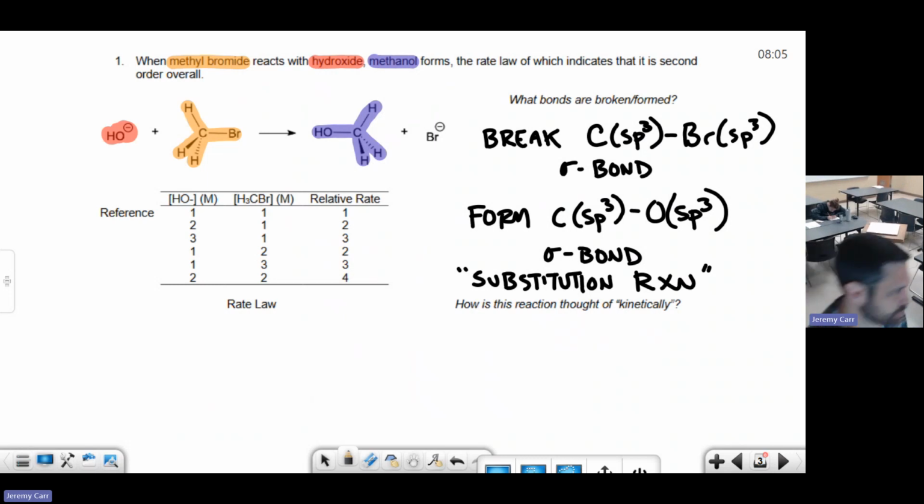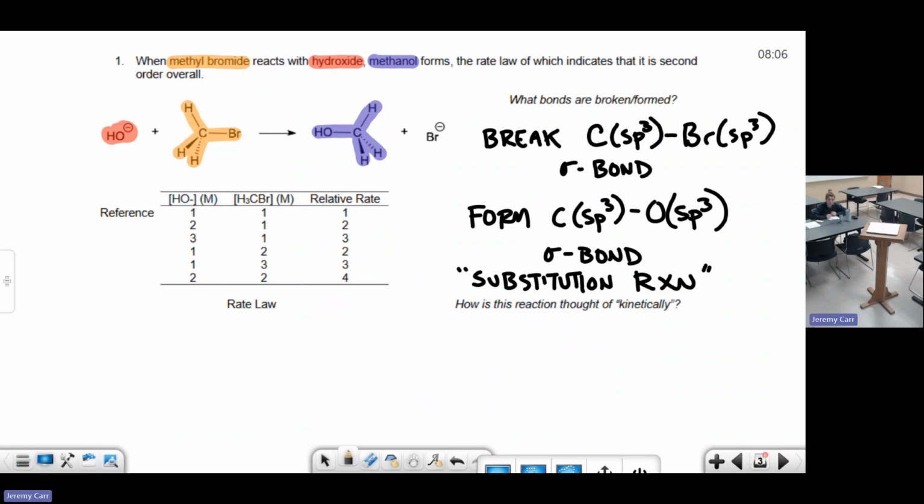We'll abbreviate reaction RXN here. So what are we substituting? Plainly, we're substituting that bromine atom for an OH functional group, an alcohol functional group. That's what we're substituting in this case. Again, break one sigma bond, form a brand new sigma bond.